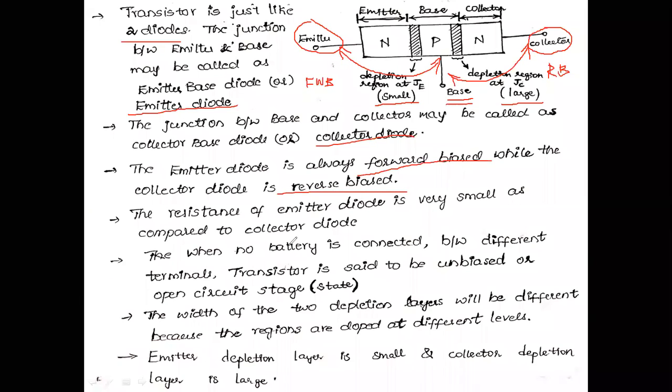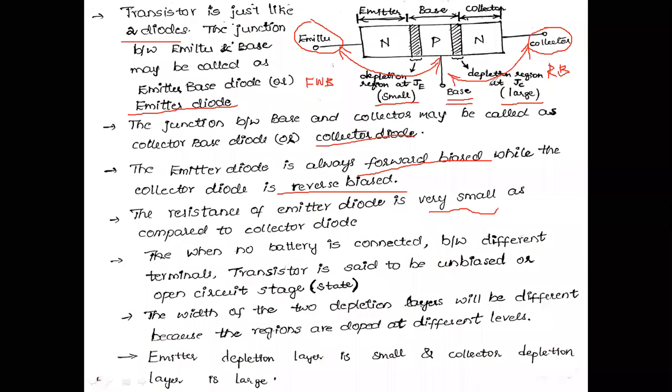The resistance of the emitter diode. Now this is forward biased. Since it is in the forward bias condition, this PN junction diode, this emitter diode, is in the forward bias condition, so I can treat the flow of current as very high. In the forward bias condition, the flow of current is very high, so the resistance is low. That is the point given here. The resistance of the emitter diode is very small when compared to the collector diode.